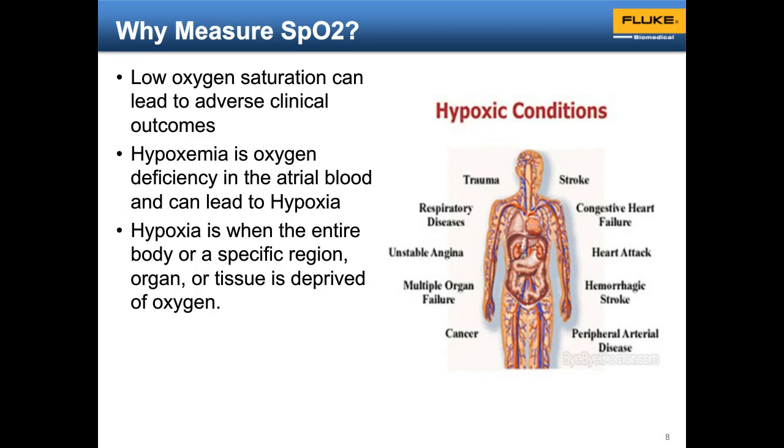So low oxygen saturation can lead to many different clinical situations. The largest one is hypoxemia, where it's oxygen deficiency in the arterial blood flow. That's what we're measuring, and it can lead to hypoxia. Hypoxia can happen when the entire body or a specific region of the body, an organ or tissue, is deprived of oxygen. So the whole body can get it at altitude, for instance, if climbers or high altitudes, you can result in hypoxia. And hypoxemia is what we're actually measuring with the Sp02.